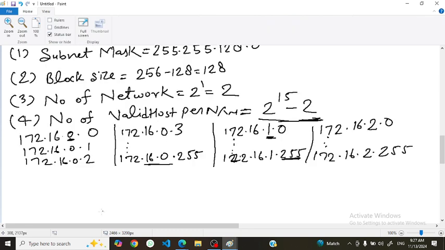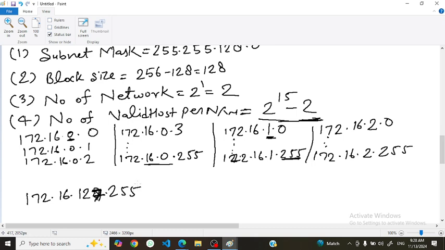128. So the last IP address of this block will be 172.16.127.255. Sorry, 127.255. Yes, 127. Sorry. Is it clear for everyone? Sir, can you repeat it once again, please?